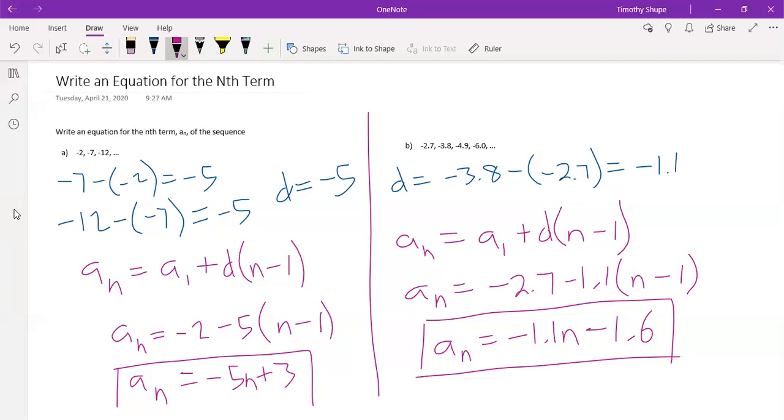So looking at this, the very first thing we did to find an equation for the nth term is I found the common difference, or the pattern to go from one term to the next term. That could be a positive value, that could be a negative value. It just depends on if it's getting larger or getting smaller from term to term. Then we use our general equation, an equals a1 plus d times n minus 1, which is saying the first term plus the difference times n minus 1. We plugged in the two values that we knew, the first term and the common difference, and then we simplified that to get a simpler version of those equations.